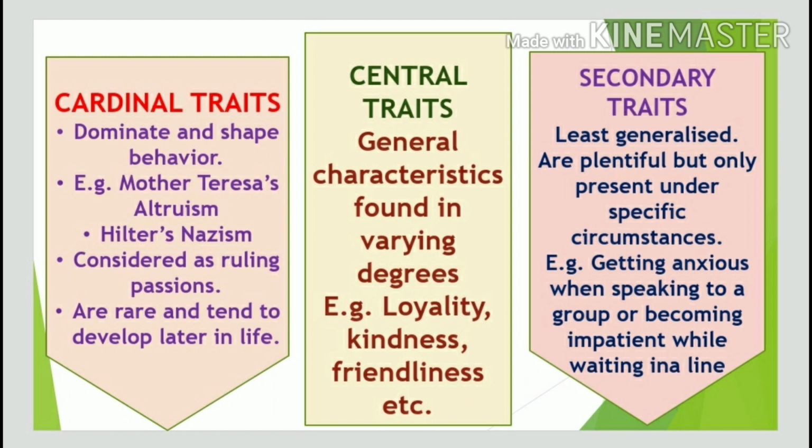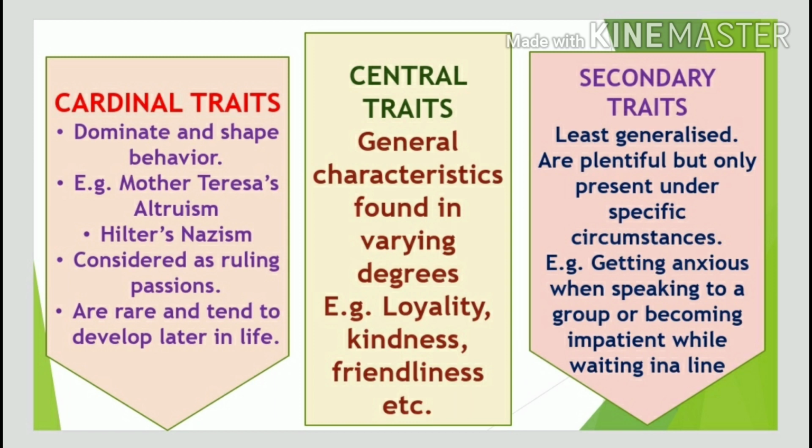And Allport suggested that these cardinal traits are rare and tend to develop later in life. Whereas central traits, which come next in the hierarchy, are general characteristics found in varying degrees in every person. They aren't as dominant as cardinal traits, but they are important traits, such as loyalty, kindness, friendliness, and so on. Means they are not as dominant as cardinal traits, but they are there in an individual.